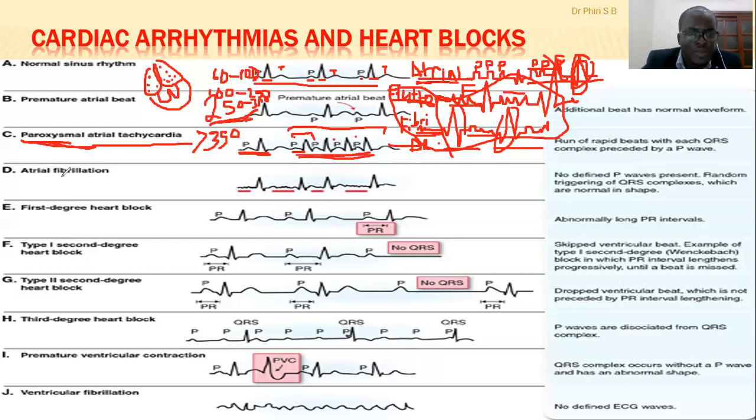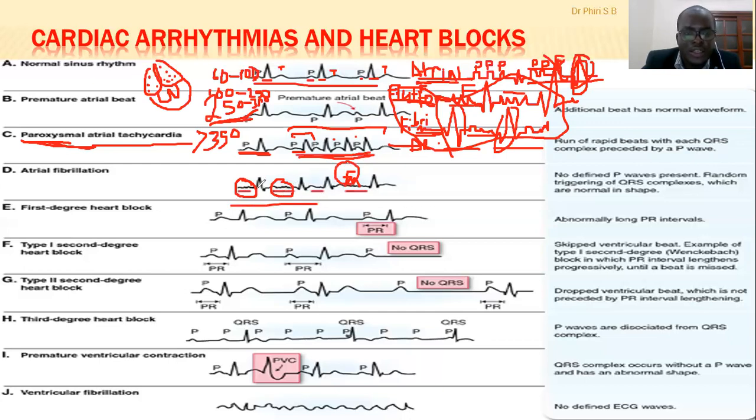Then you have atrial fibrillation. I've already explained that you have these fibrillation waves, but they are not called capital F waves. For flutter waves, it's capital letter F. For fibrillation, it's small letter f. So these are called f waves. It's more like a zigzag, so it's small letter f. This is atrial fibrillation.